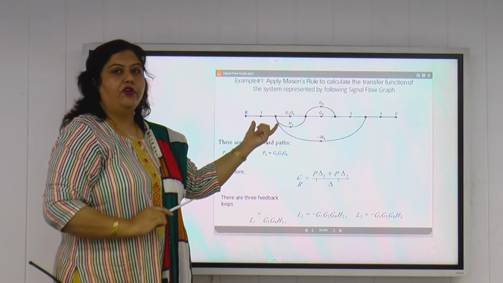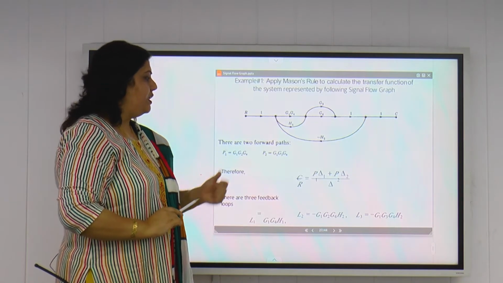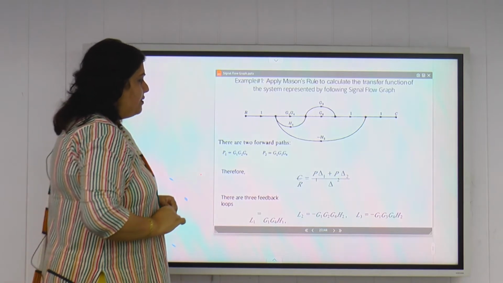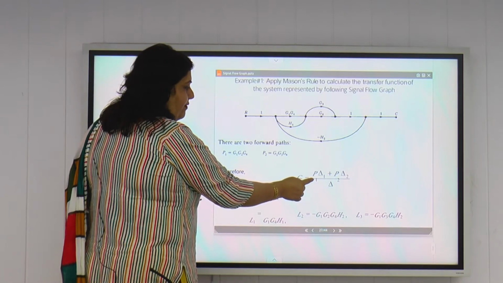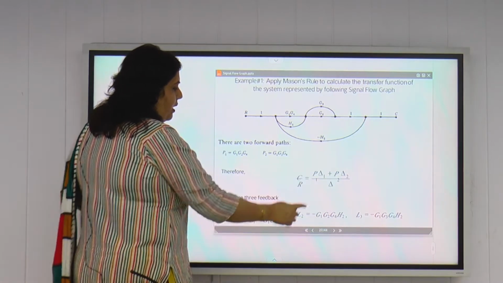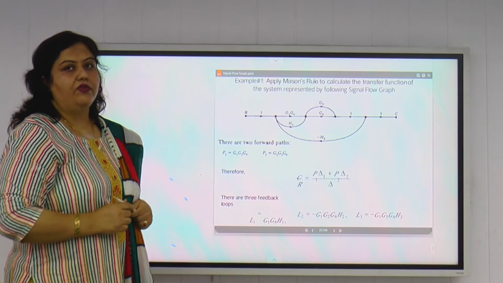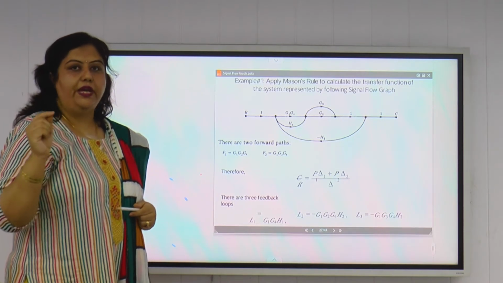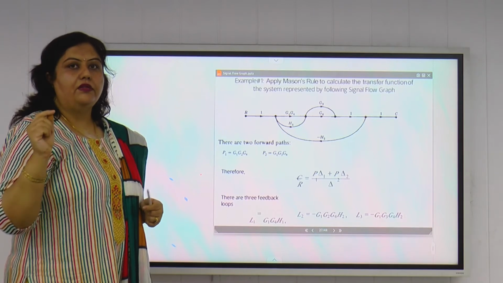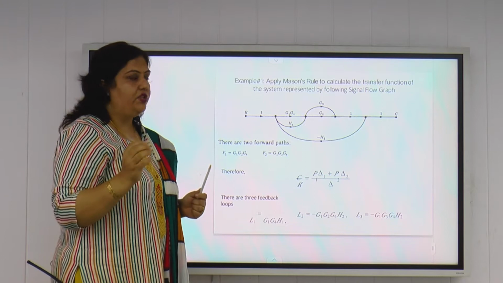So there are only two forward paths in this signal flow graph, having the gains G1, G2, G4 and G1, G3, G4. So next we have to find out P1, P2. Now we have to find out delta, delta 1 and delta 2. Now what is delta? Delta is related to the number of loops. As I have already shown the formula, 1 minus sum of all loop gains plus sum of products of the gains of the non-touching loops and then triplets of non-touching loops and so on.